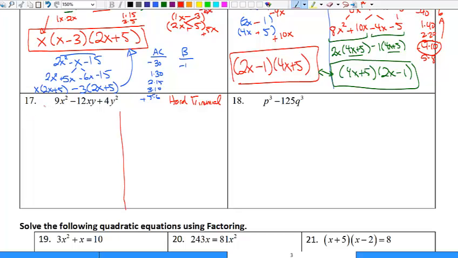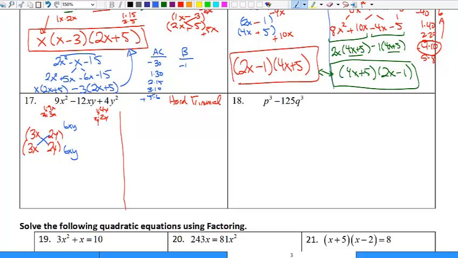So for guess and check, I can use 1 and 9 or 3 and 3, and then 1 and 4 and 2 and 2. And now I told you to always try the 2 closest together, right? So this is technically 1x and 9x and 3x and 3x, and this is 1y and 4y, 2y and 2y. So I'm going to try the 2y and the 2y in the back. When I cross multiply, I get 6xy and 6xy.